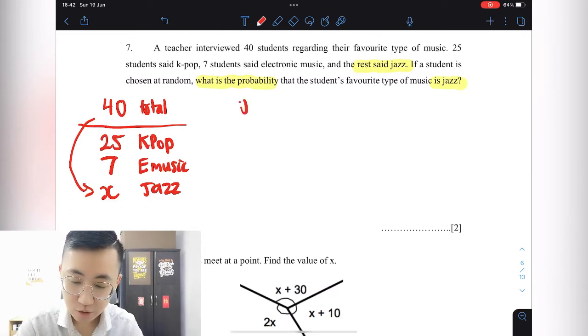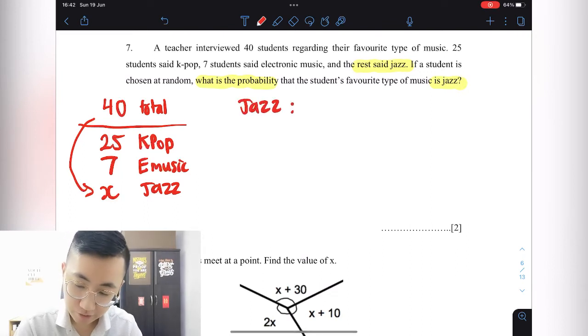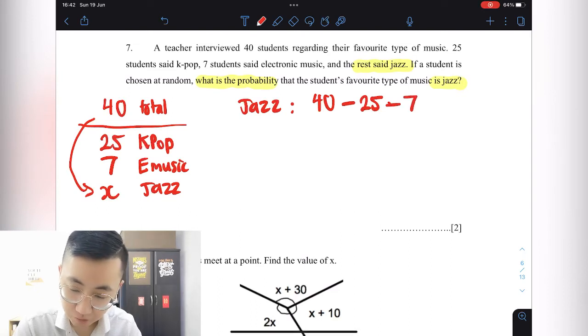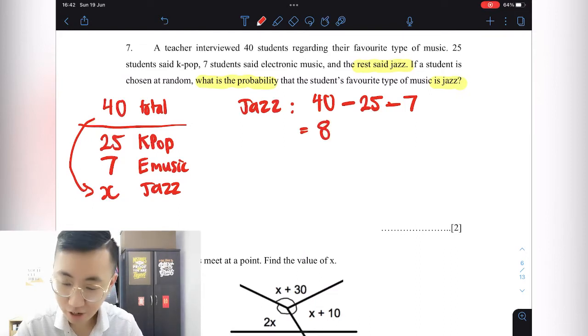For jazz, you are going to take 40, which is the total, minus the K-pop fans, the BTS fans, minus the electronic music fans. So let's find out what this is. 40 minus 25 is 15, minus another 7 becomes 8. So you need to do it slowly.